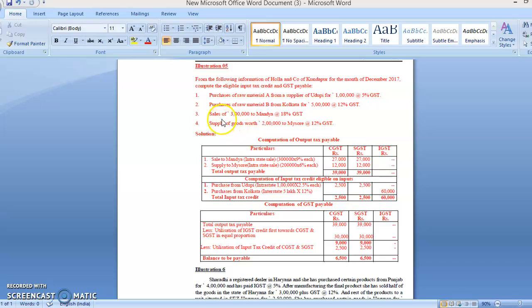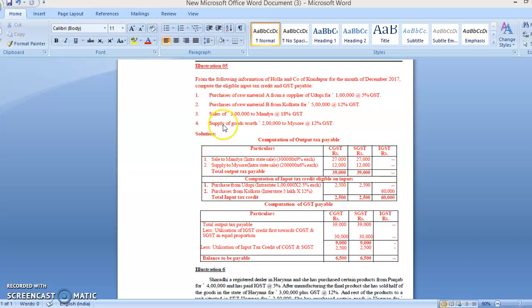First, you can see a third point, sale of 3 lakh to Mandya. Company is in Kundapur and sales has been done to Mandya. So it is within state, which attracts intrastate, that is CGST and SGST. 3 lakhs of goods has been supplied to Mandya at 18%, so 9% each, CGST as well as SGST. 3 lakh into 9% will be 27,000 CGST and SGST 27,000. IGST is nil.